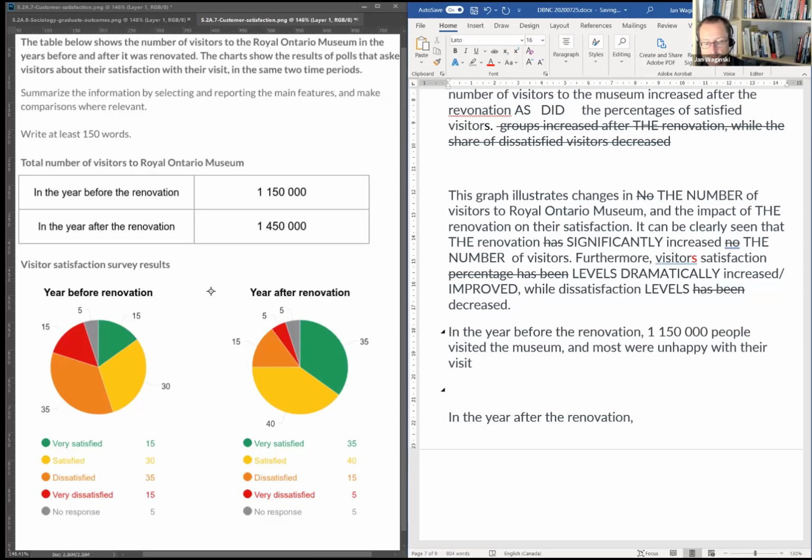Okay, what would you like to say next? Can we say including? Well, just to lengthen it, I would put a colon here and then break it down. So most were unhappy with their visit. And then let's break that down. So how many reported being dissatisfied?